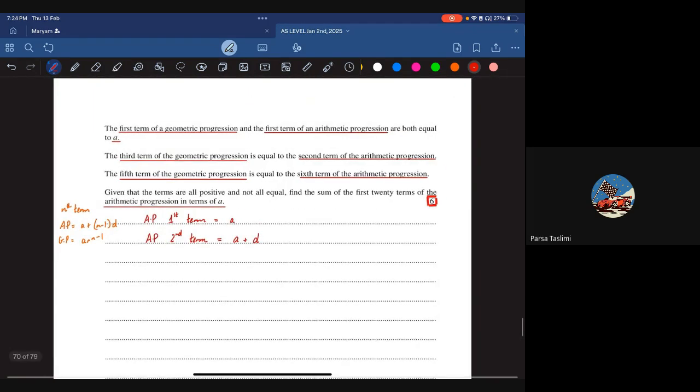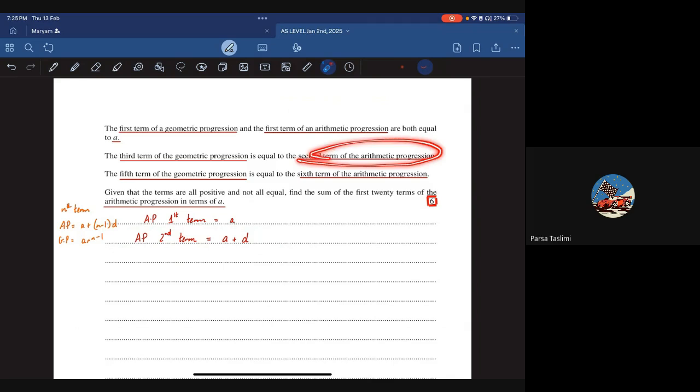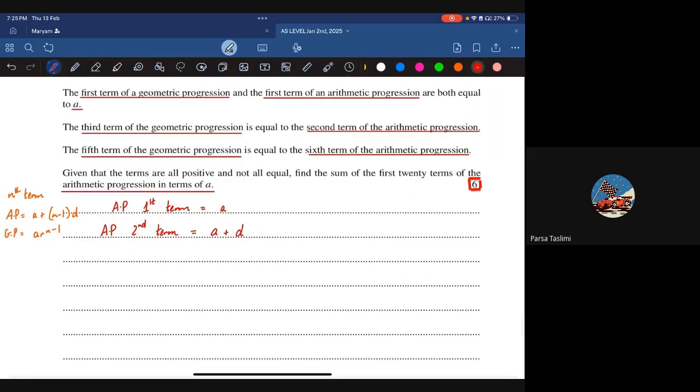And they are saying that the second term of the arithmetic progression is equal to the third term of the geometric progression. So A plus D is equal to AR squared. The third term of the geometric progression is going to be AR to the power n minus 1, which is AR squared.